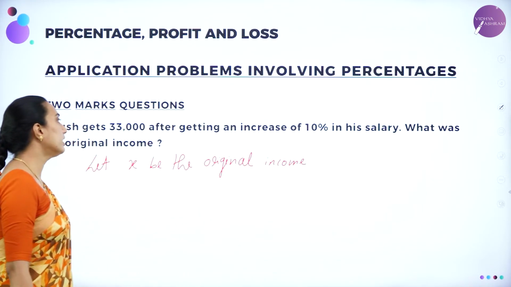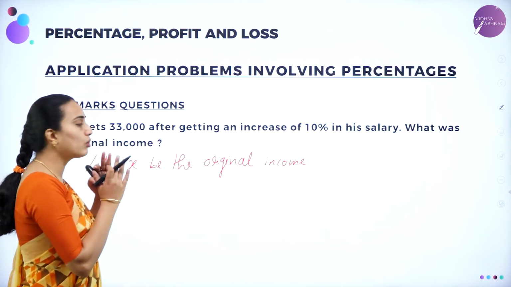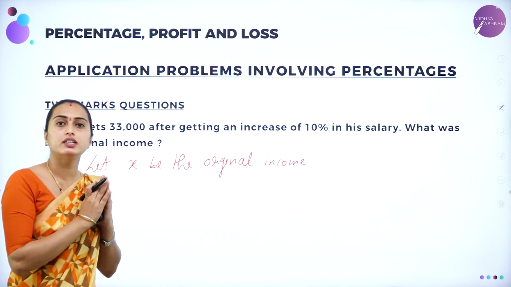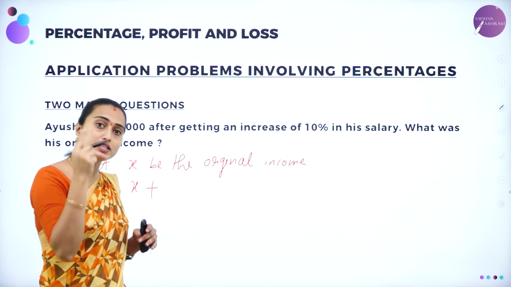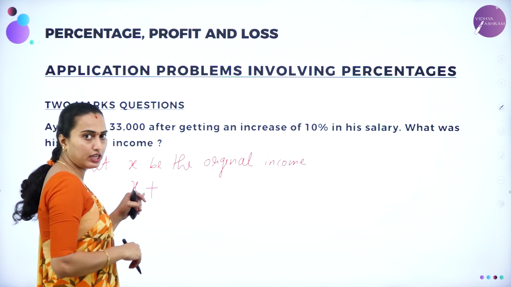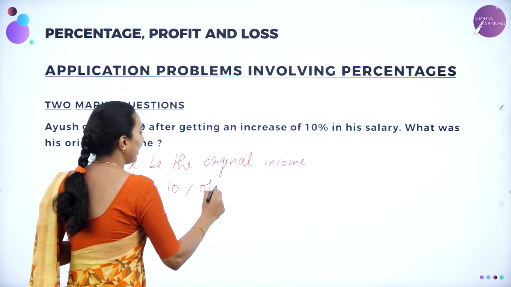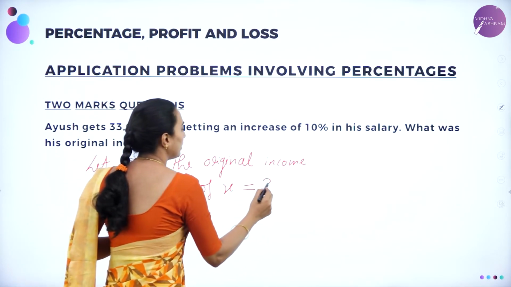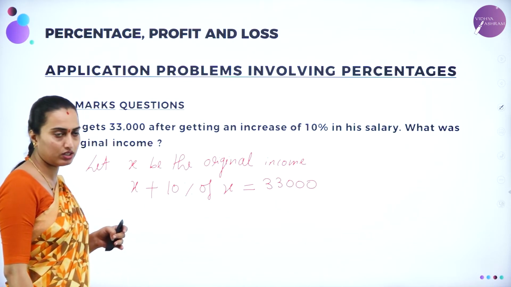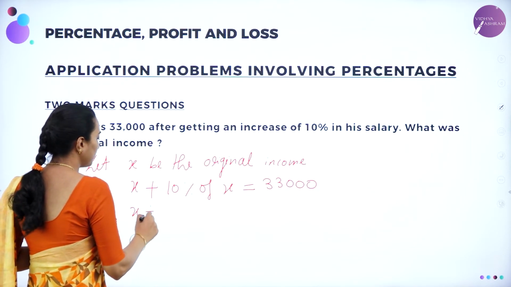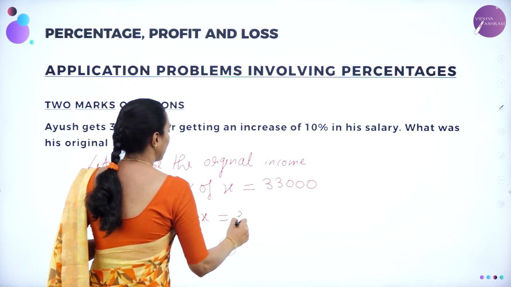So he is going to get an increase in salary of 10%. So I am going to consider x as the original income, so x plus how much is going to increase? 10% of x, correct? 10% of x is equal to how much? 33,000, correct? What he was getting as salary was 33,000. Therefore, you can have it as x plus 10 divided by 100 into x is equal to 33,000.